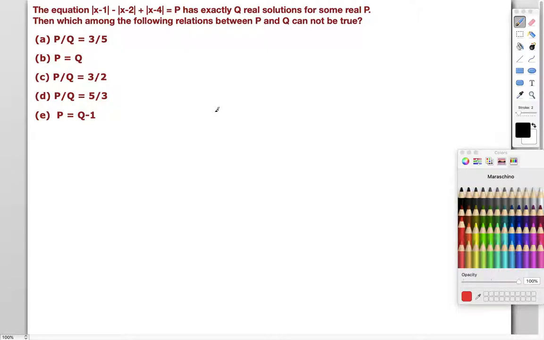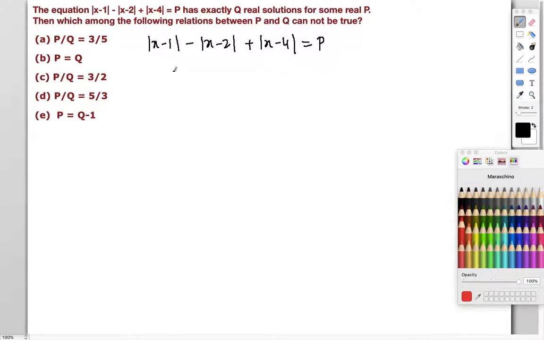Of course, you can solve it by making different cases also, that if x is lying in the range 1 to 2, 2 to 4, or greater than 4 or less than 1. But that will be complicated here. So it's better if we try to solve it with the help of the graph. Let's see how. Here the equation is |x − 1| − |x − 2| + |x − 4| = p.